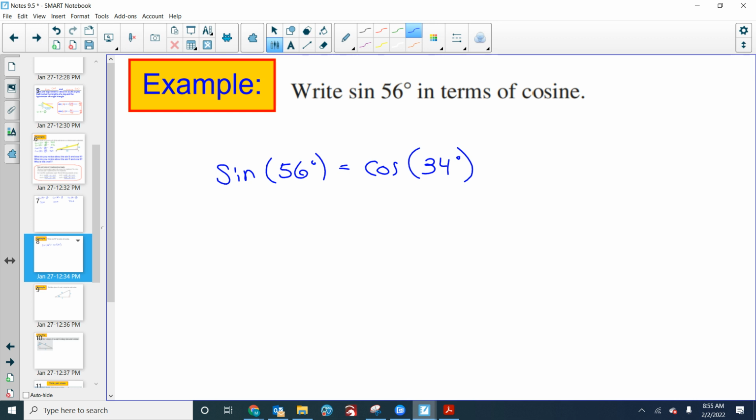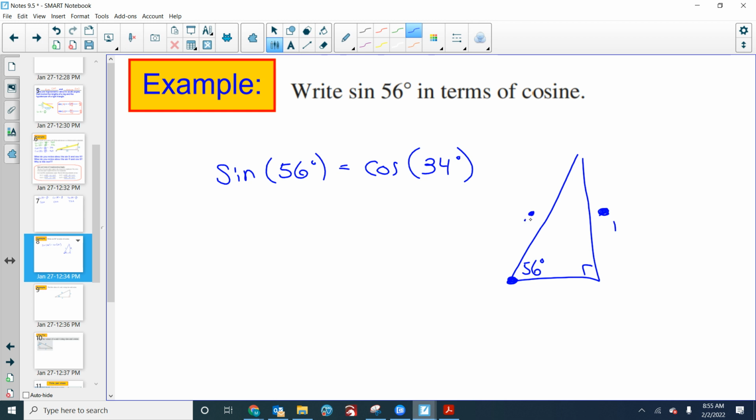The sine of 56 should equal the cosine of the other angle, right? What's the other acute angle? 34. So the missing one is just complementary. Yes. So ready? Visual. 56. The sine of 56 would be this side over this side, right?